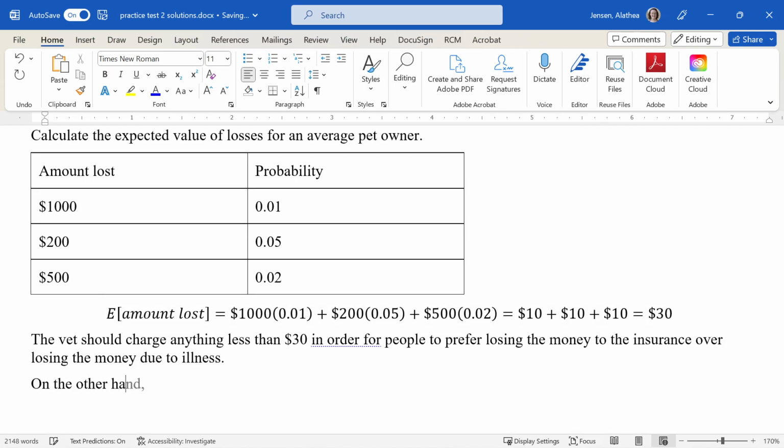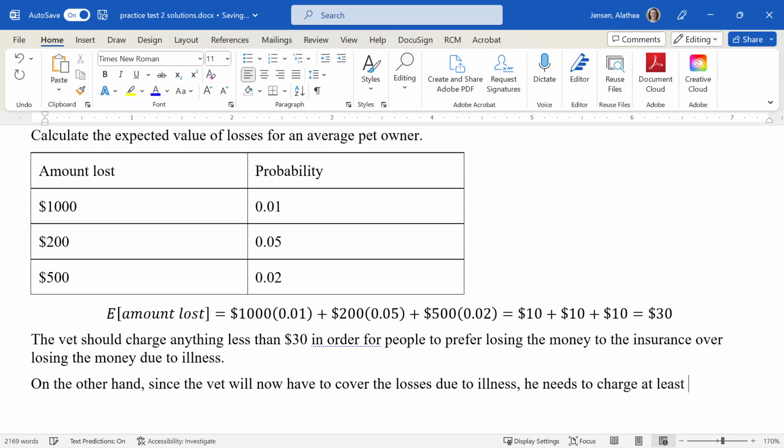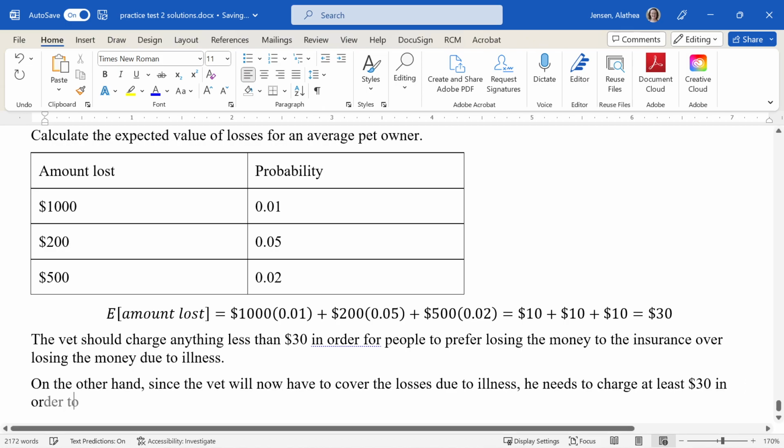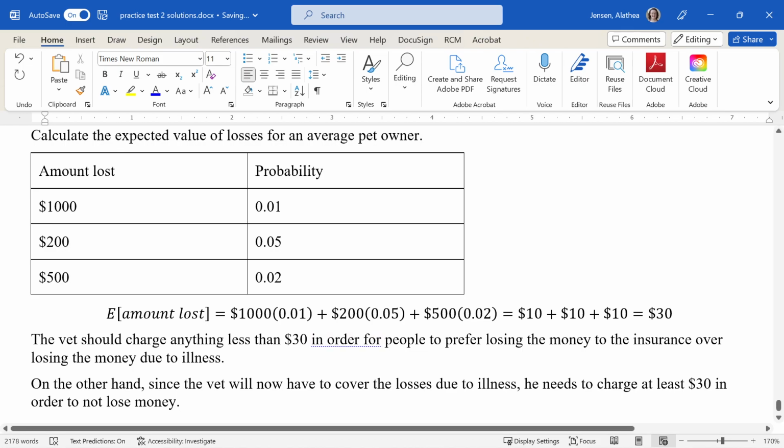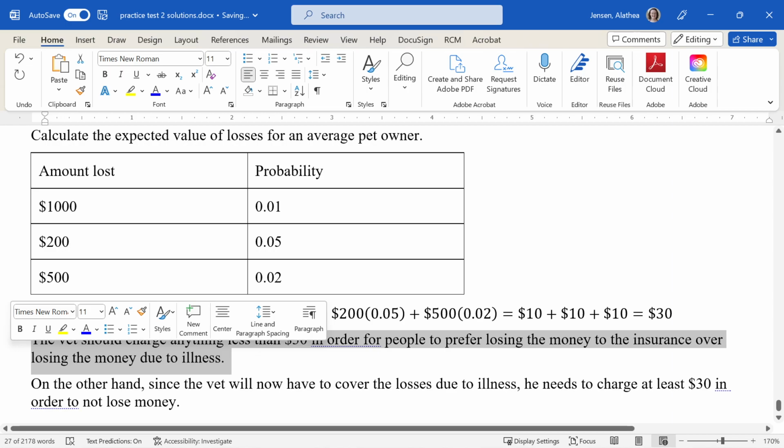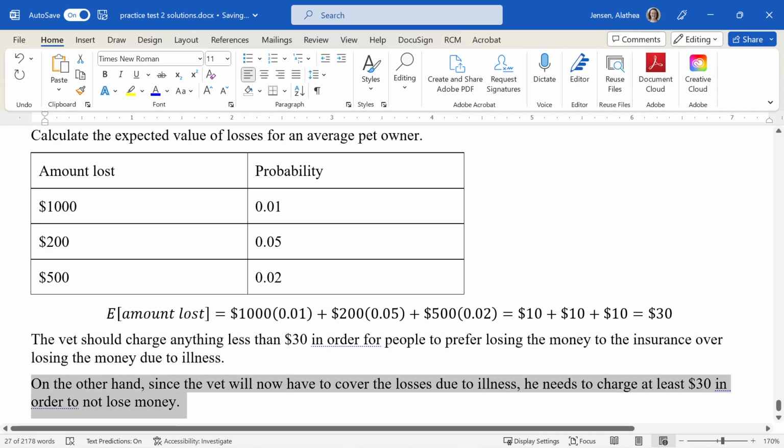On the other hand, since the vet will now have to cover the losses due to illness, he needs to actually recoup at least $30 per person. So he needs to charge at least $30 in order to not lose money, right? So there's a little catch-22 here. People won't pay for the insurance unless it's less than $30, but he has to charge at least $30 in order to not lose any money.